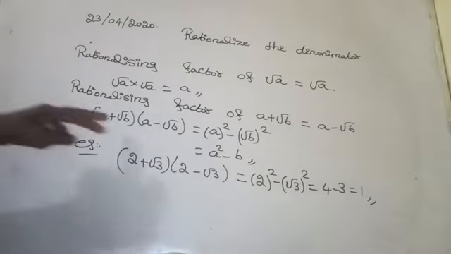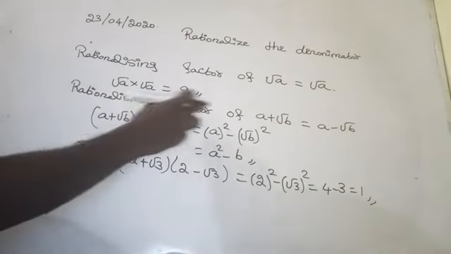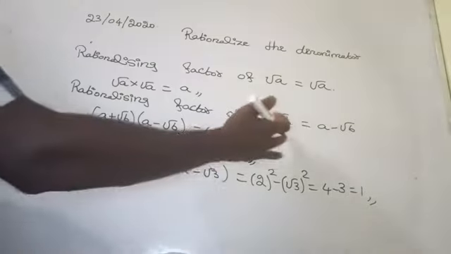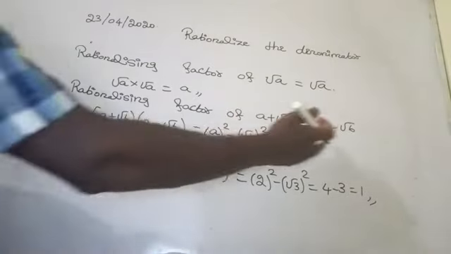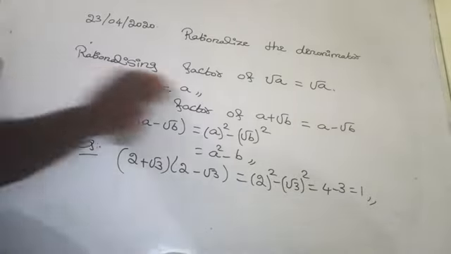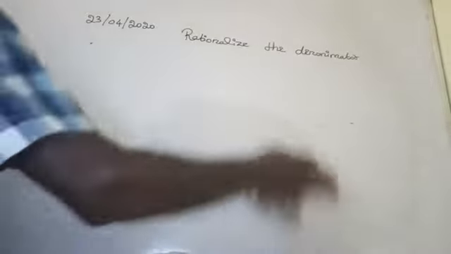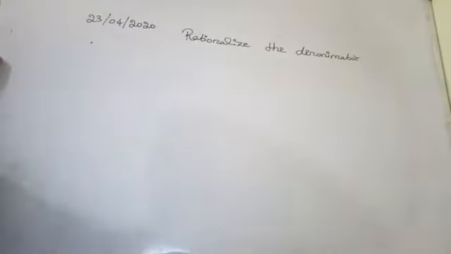So the rationalizing factor of a plus root b is what? A minus root b. What is the rationalizing factor of a minus root b? Just change the sign of the irrational. That is a plus root b. Are you getting it? Yes. Now, the rationalizing factor of root a plus root b.